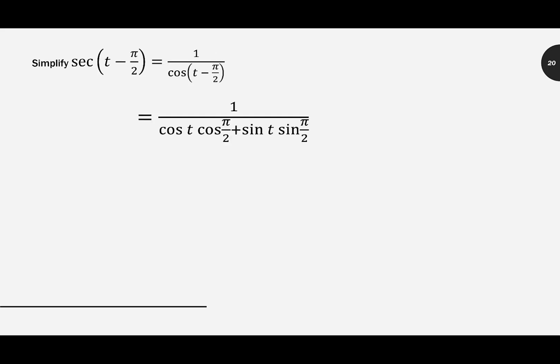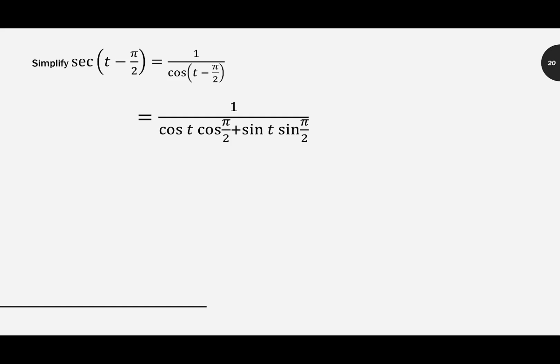Our next problem says simplify the secant of t minus pi over 2. We're not going to come up with a difference formula for secant. We're just going to use that secant is 1 over cosine to do the expansion. Secant of t minus pi over 2 could be rewritten as 1 over cosine of t minus pi over 2. Using the difference formula for cosine, I have 1 over cosine t cosine pi over 2 plus sine t times sine pi over 2.